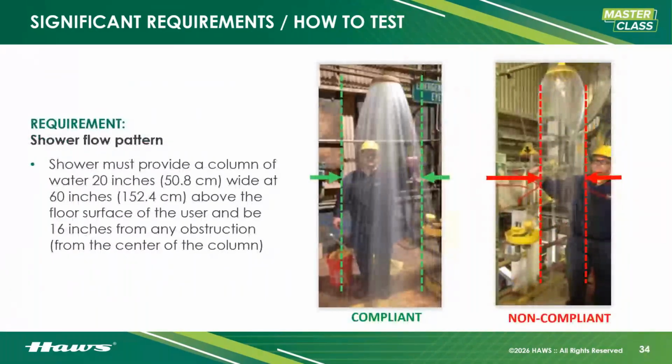Now, the shower flow pattern is pretty simple. It's 20 inches wide, and it's 60 inches above the surface that the victim is standing on. We want to ensure that that flow pattern is meeting the victim shoulder to shoulder, completely across their body. And that's where this measurement, this average comes from, 20 inches wide, 60 inches above the floor. Okay, so you can see both examples there on the right.